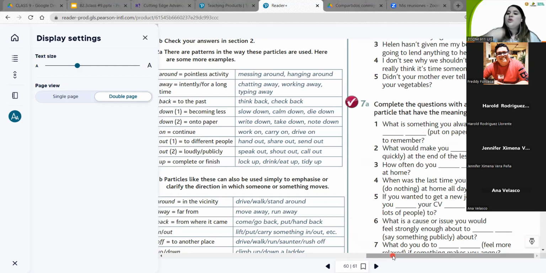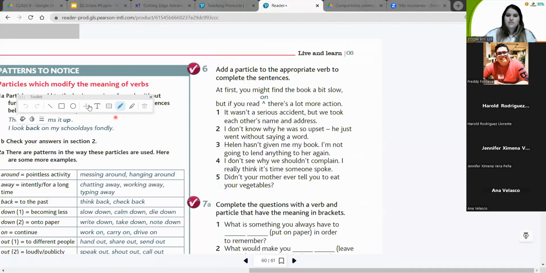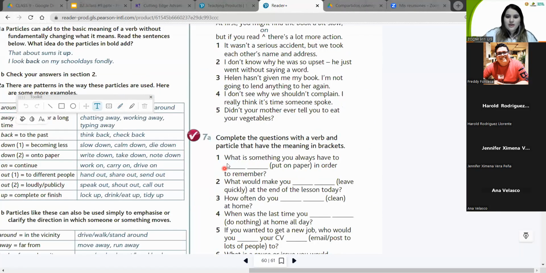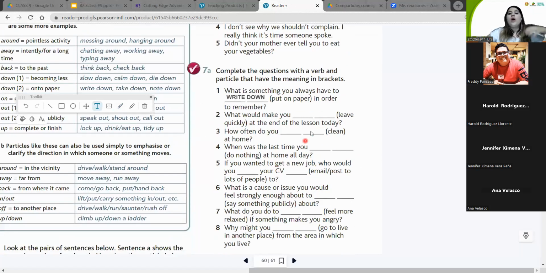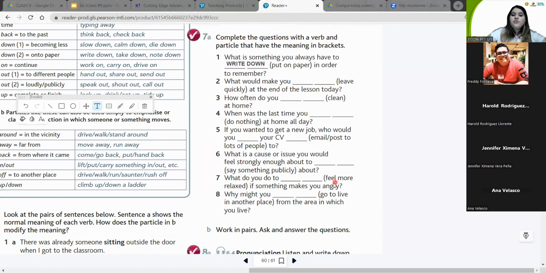So what is something you always have to write down? You're going to write it here, write down. What is something you always have to write down in order to remember? And then you do the same with the second one. The second one is leave quickly, clean, do nothing, email, pause to lots of people, say something publicly, feel more relaxed if something makes you angry, or go to live in another place.